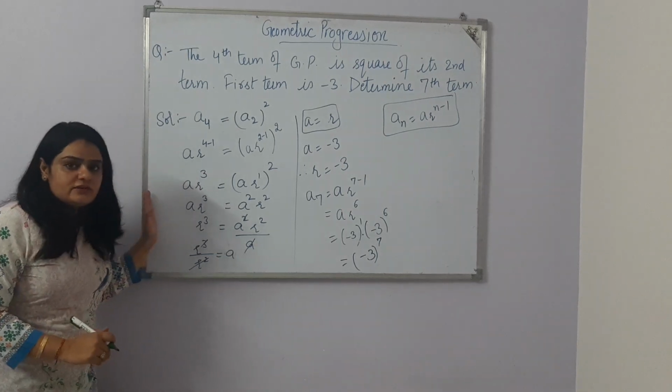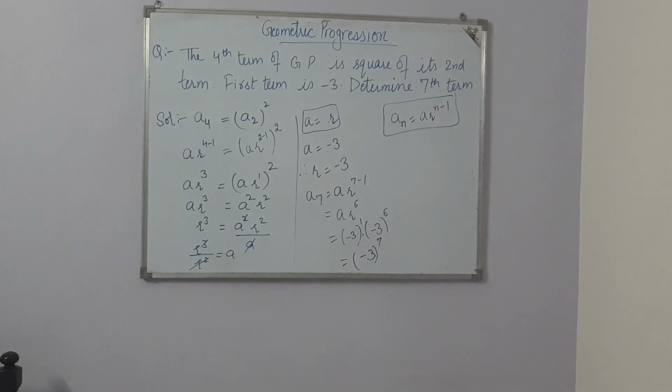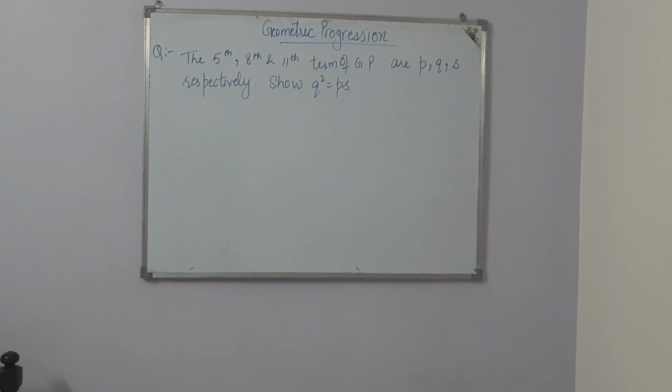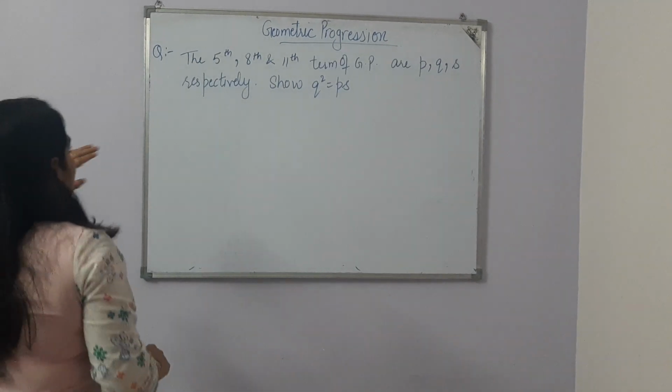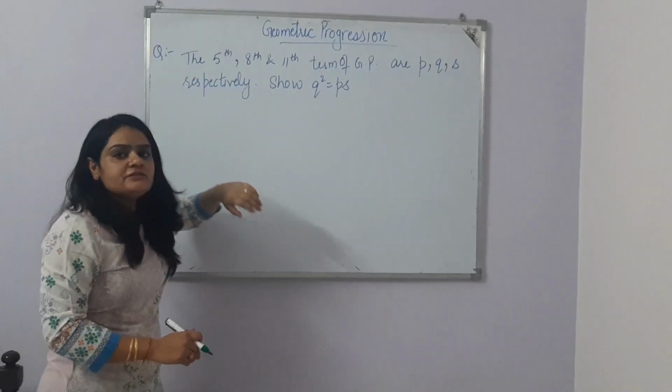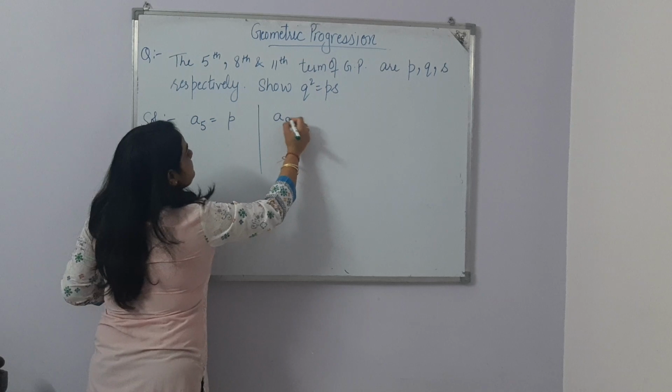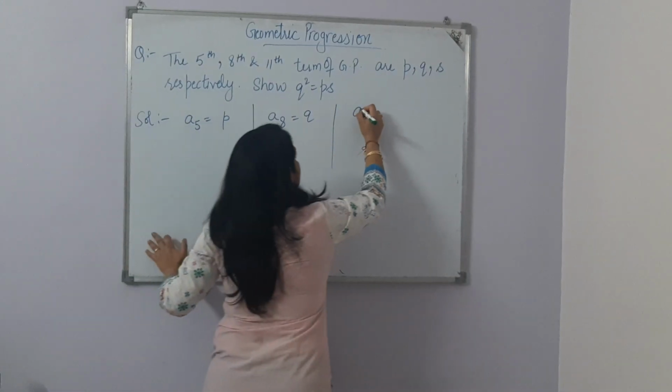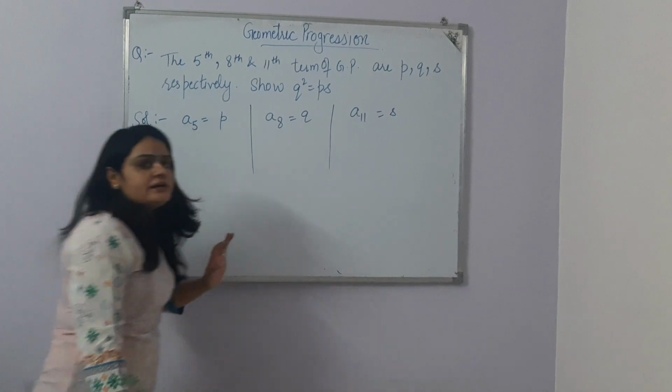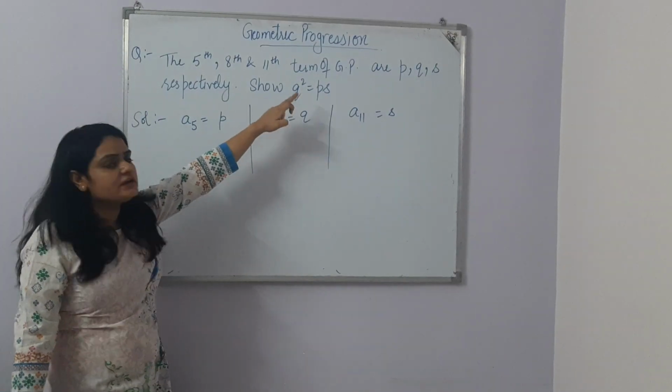Let's do one more question of GP. Now the next question is: the 5th, 8th and 11th terms of a GP are P, Q and S respectively. This is the given condition: the 5th term is P, the 8th term is Q and the 11th term is S. That means the 5th term, A5, is P, the 8th term is Q and the 11th term is S. We need to show that Q square is equal to PS.